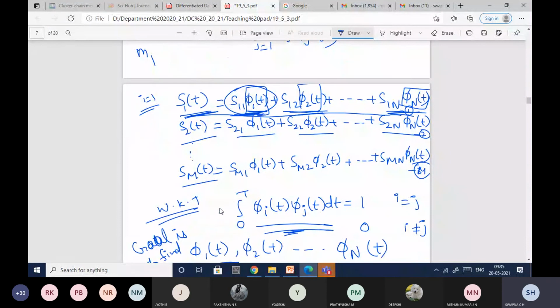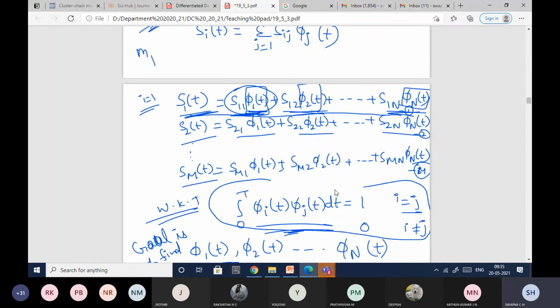The condition for an orthonormal basis function is that it has to satisfy integral 0 to t phi i of t into phi j of t dt should be equal to 1 if i is equal to j, and it should be equal to 0 when i is not equal to j. Only when this condition is satisfied will we be able to write in this way.